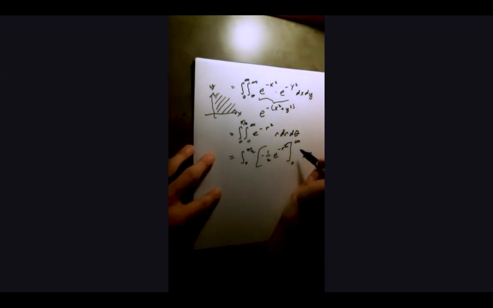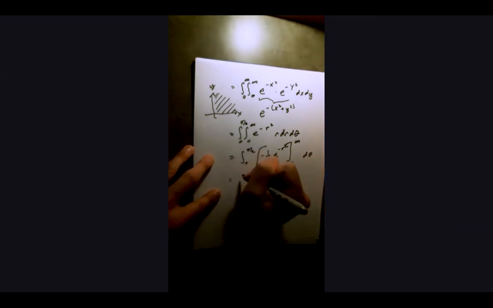Back in Calc 2, you made a big deal about these improper integrals with the limits of infinity, and we said you had to write limits and all that kind of stuff. We're going to be a little bit more fast and loose here because you paid your dues. If I put in infinity into this limit, I'm going to get e to the negative infinity, which is 0. If I put in 0, I'm going to get e to the 0, which is 1.